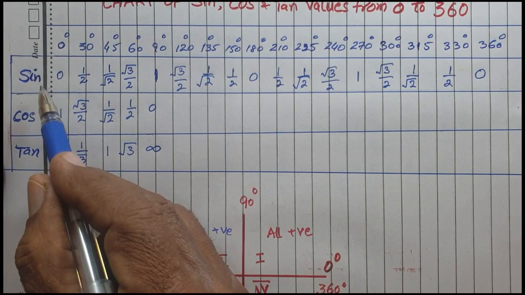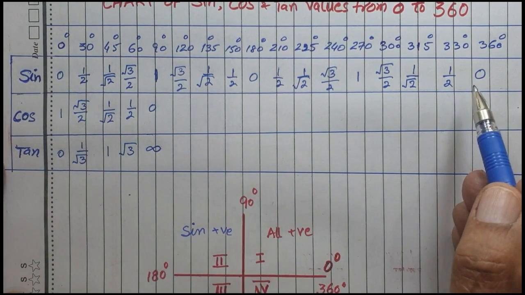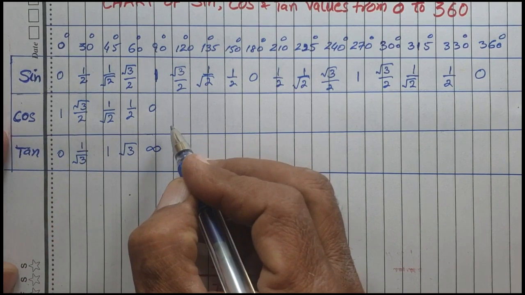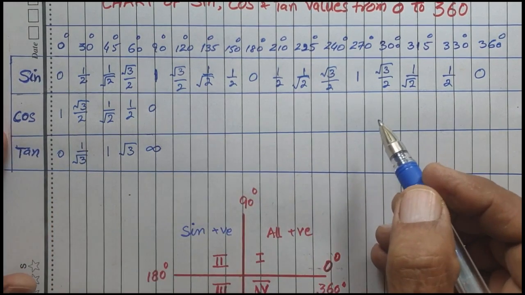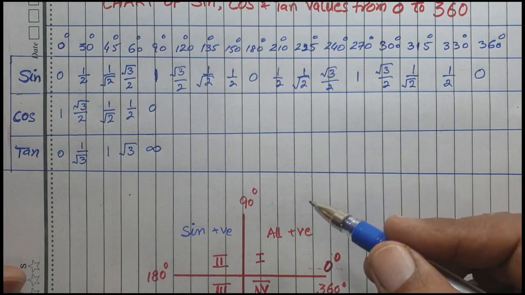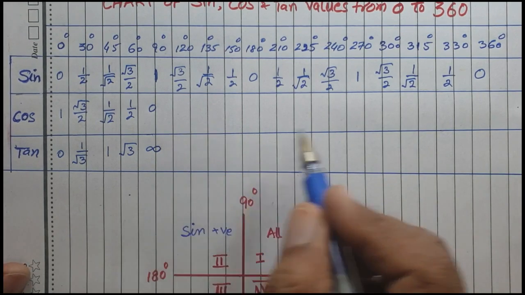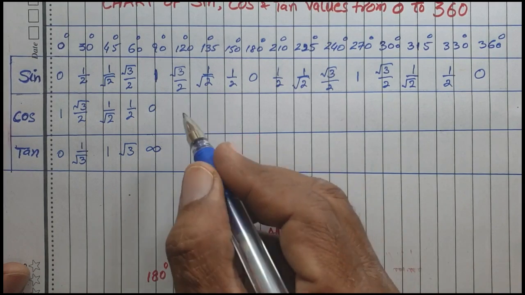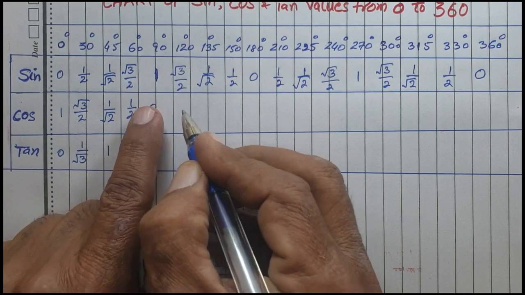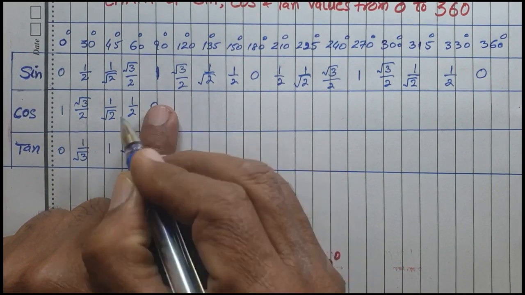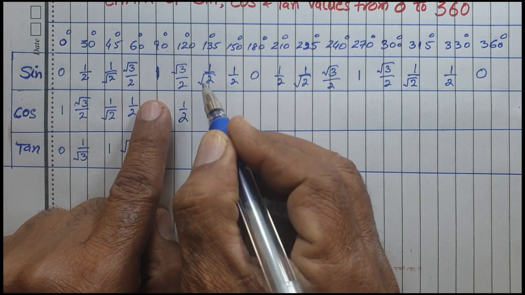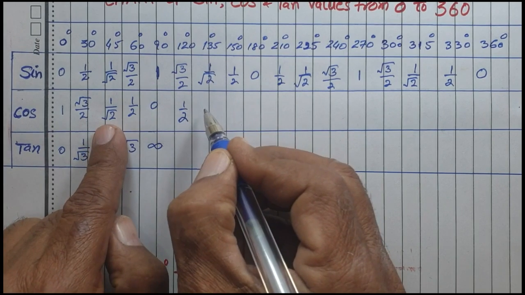We have written the values of sine. For cos, these values also change their signs, negative and positive. I shall tell you some later. First we write the values of these angles. In the similar way, we write the values of cos. For 120 it will be 1 by 2, and for 135 it will be 1 by under root 2.